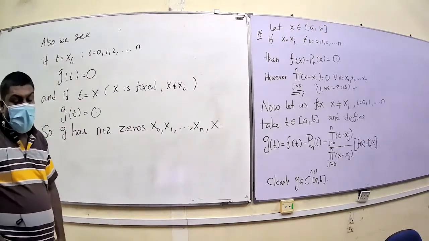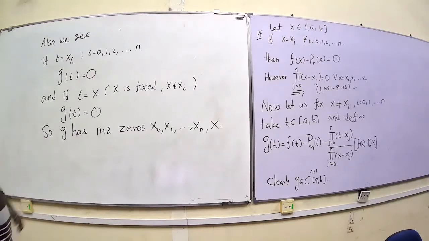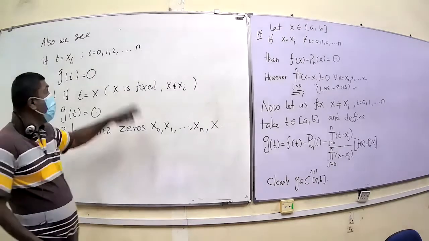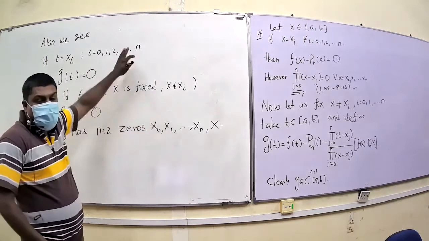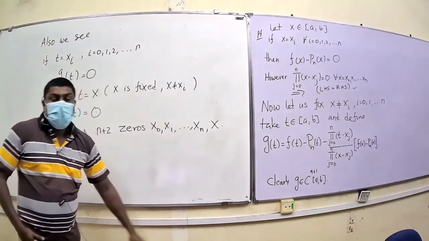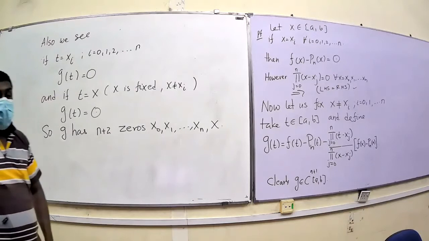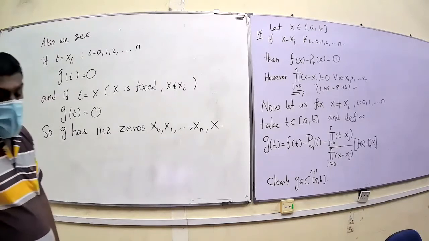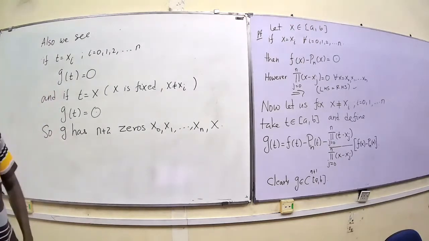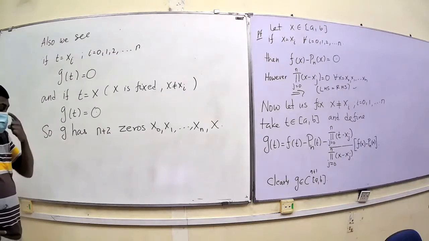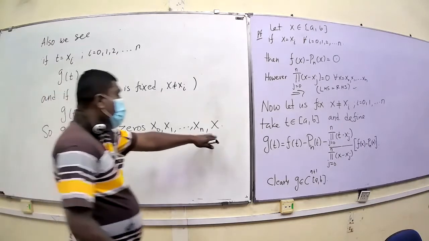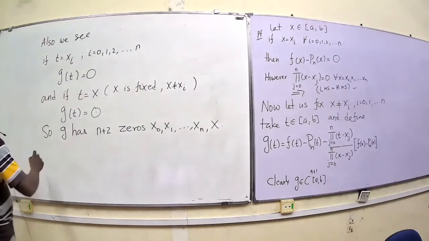G has n plus 2 zeros, right? Because x0 is a zero for G, x1 is a zero for G, and so up to xn is a zero for G, and in addition to that, x is also a zero for G. So G has n plus 2 zeros, but it is continuous and differentiable up to this point.